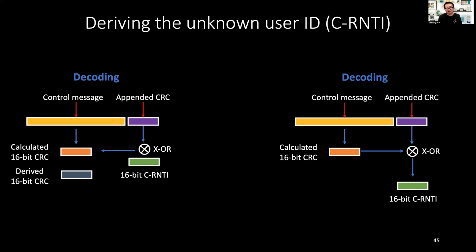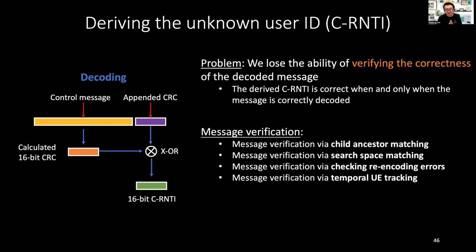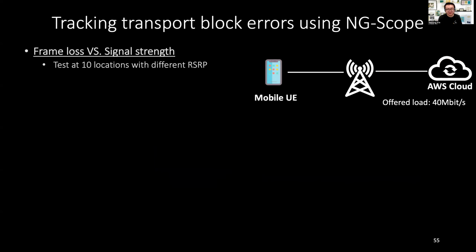But this method only works if the decoding process is successful. And we don't know whether the decoding is successful or not without knowing the C-RNTIs. Therefore, to solve this problem, we propose 4 methods: child ancestor matching, search space matching, checking the regular encoding errors, and temporary UE checking. You can refer to our paper for the details about these 4 methods.